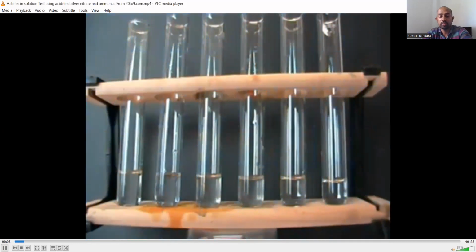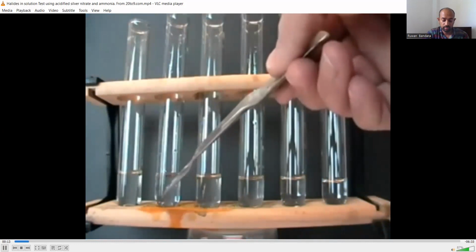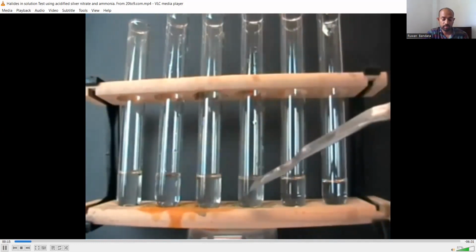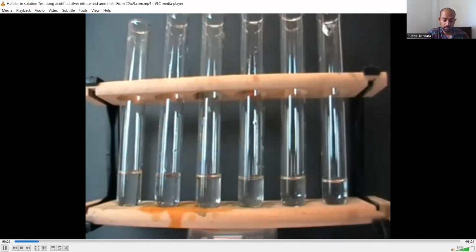Here we have halide salt solutions. The first two contain the same solution, namely sodium chloride solution. The next two both have sodium bromide solution, and the next two have sodium iodide solution. I'm going to add silver nitrate to each of these.